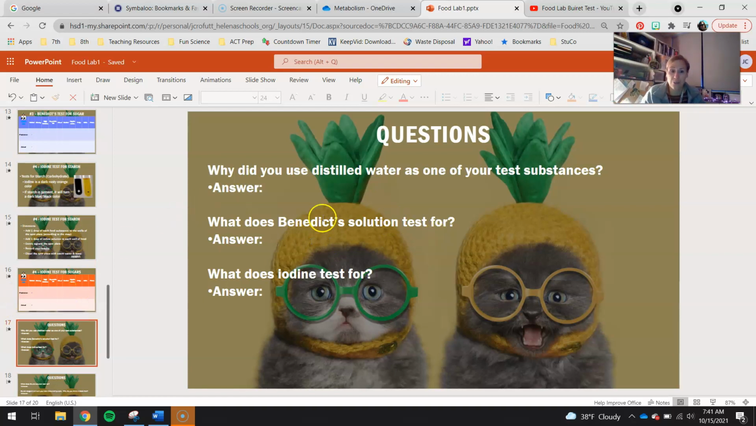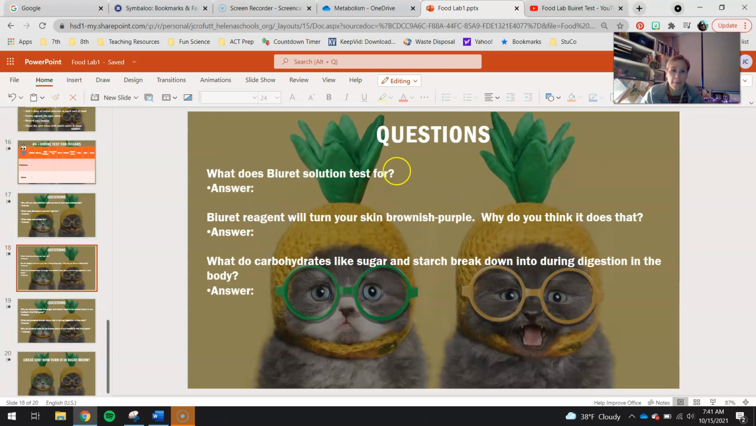Okay, what does Benedict's test for? Again, you can refer back, that's in your lab. What does iodine test for? What does Biuret test for? And Biuret reagent will turn your skin brownish purple. Why do you think it does that? Okay, what do carbohydrates like sugar and starch break down into during digestion in the body?